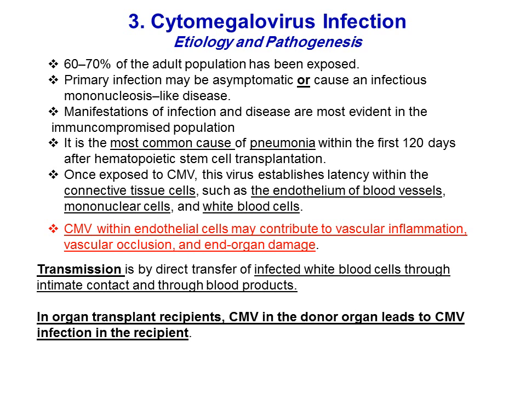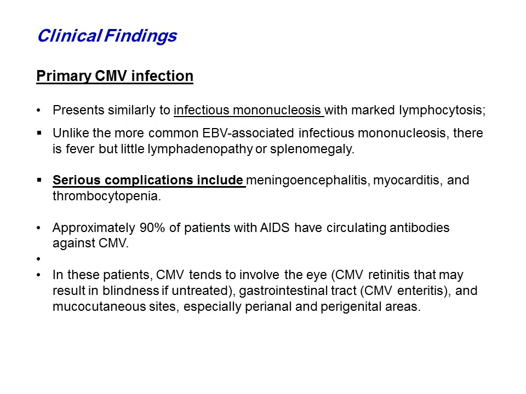Cytomegalovirus within the endothelial cells may lead to vascular inflammation, vascular occlusion, and end organ damage of the affected organ. So, what is the mode of transmission of cytomegalovirus? The mode of transmission is through infected white blood cells, through intimate contact or blood products. In organ transplant recipients, a cytomegalovirus-infected donor organ leads to cytomegalovirus infection in the recipient.